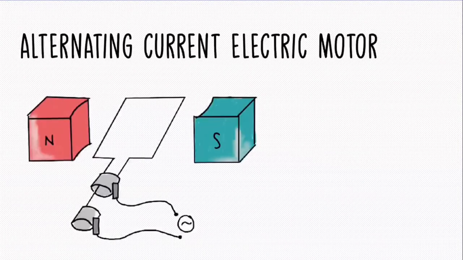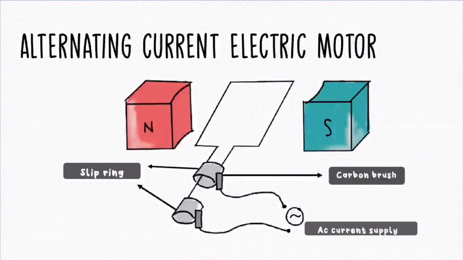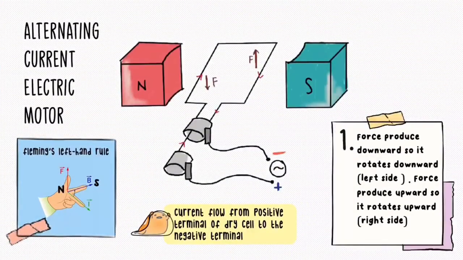The second electric motor is the alternating current electric motor. An AC motor has two slip rings to change contact between the brush and the end of the coil simultaneously, with the change of direction of AC current. This is to rotate the coil in one direction only. See, there are two slip rings instead of a commutator, and carbon brushes touching the slip rings and also the AC power supply. According to the diagram, the force produced is downward at the left side, while at the right side, the force produced is upward. This is because of the current flowing from the positive terminal to the negative terminal.